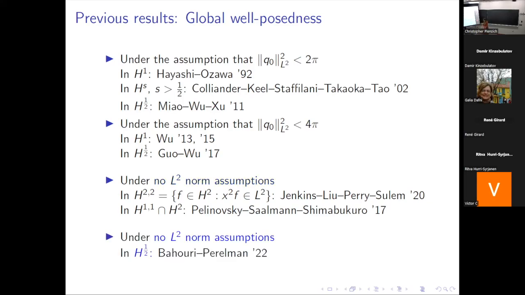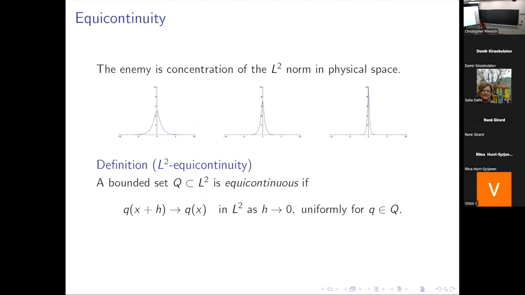Okay, and then very recently, there was a very surprising result by Bahuri and Perelman, who showed that actually we have global well-posedness in H1/2 under no assumptions on the L2 norm. And from what we have said so far, you can already tell that this uses more than just the standard PDE techniques that I was referring to earlier, because for those, all the conservation laws cannot control any HS norms above mass 4 pi. So they use a combination of PDE techniques and inverse scattering.